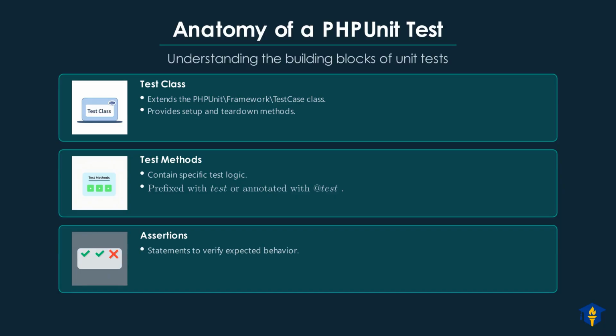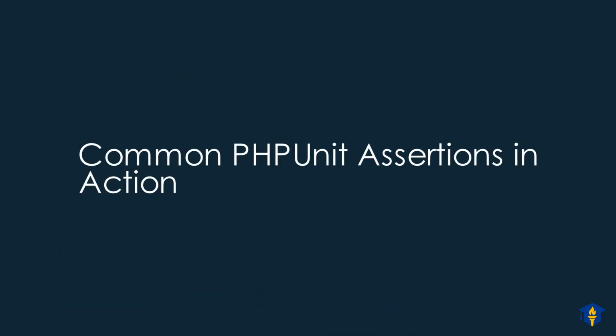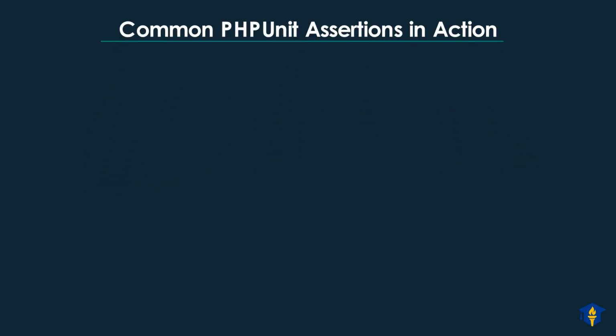These statements allow you to programmatically confirm whether your code behaves precisely as you intend. Assertions essentially check if the actual output of your code matches the predefined expectations for a successful test. Let us now look at common PHPUnit assertions in action, demonstrating how to verify expected outcomes. These assertions are vital for confirming that your code behaves as intended during various test scenarios.